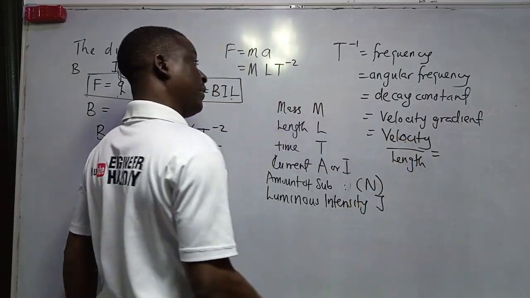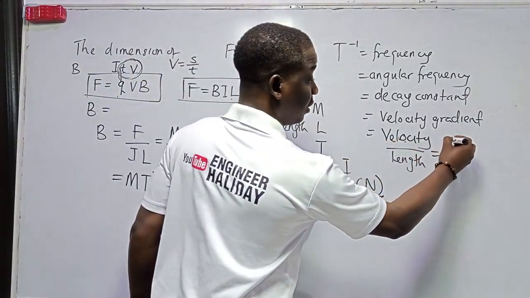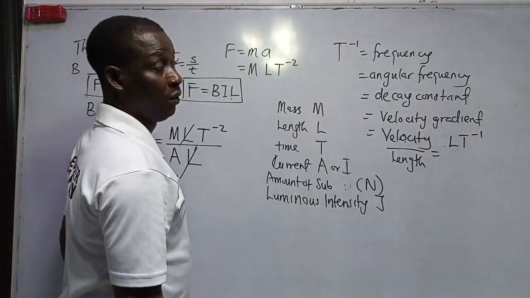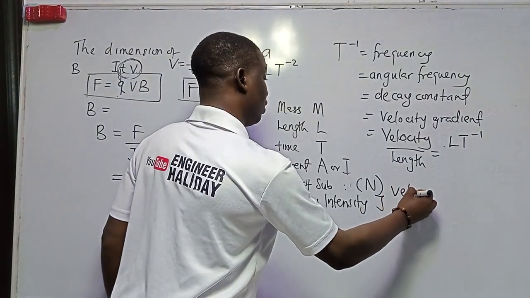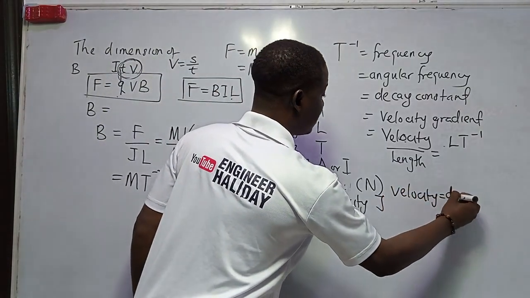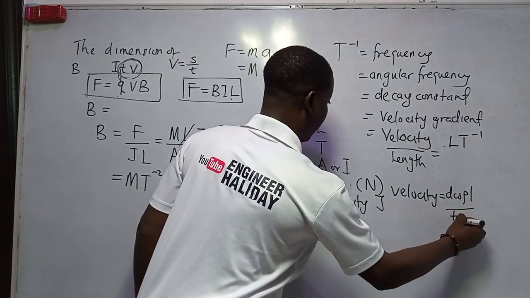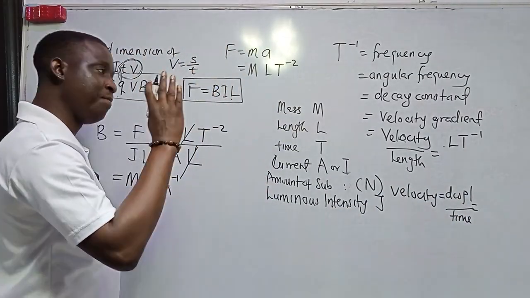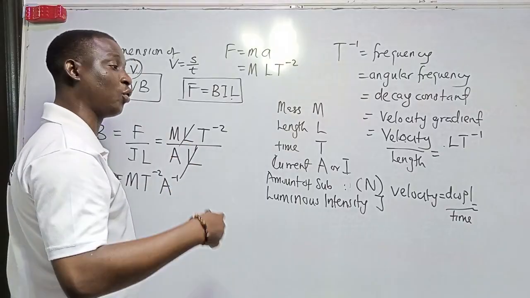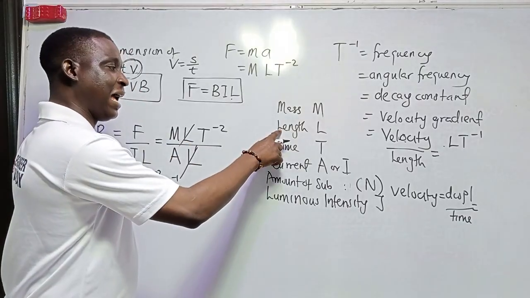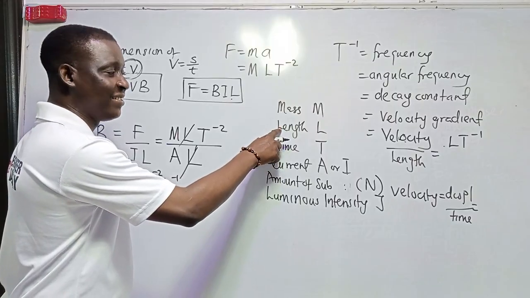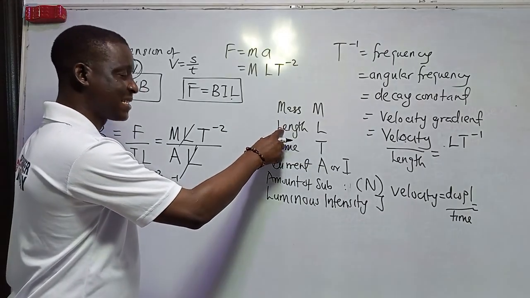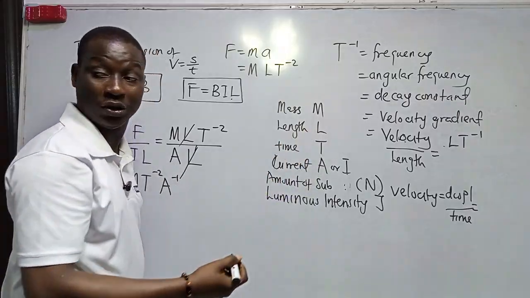So listen very well. This one now will be LT minus 1. That is velocity, which is displacement over time. And anything that has to do with length, measuring devices or quantities like length, distance, height, width, breadth, altitude, displacement, extension, amplitude, they are all measured in what?